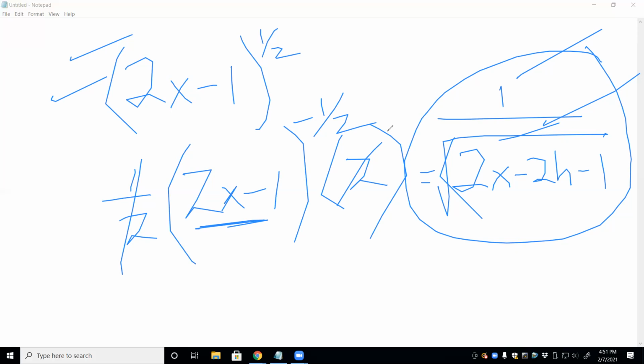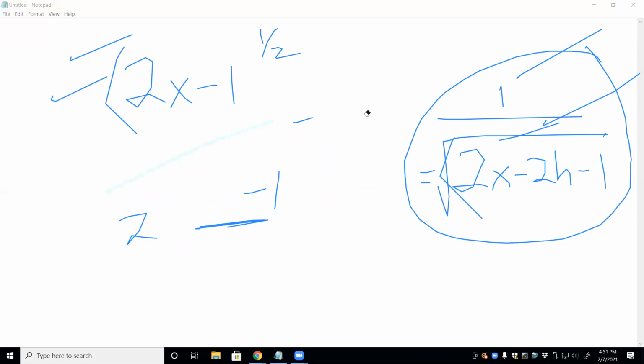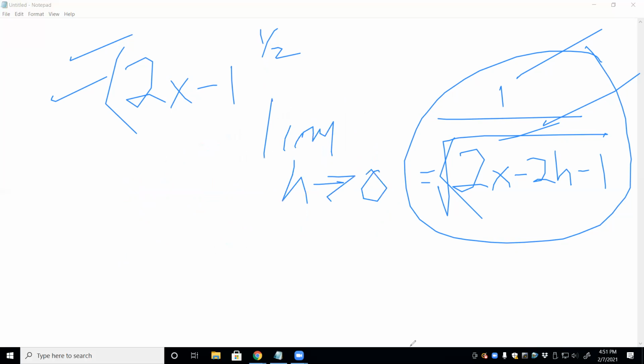In other words, if I take the limit of this function that I've got on the right side, that's what I got when I used the limit quotient rule. So I'm still taking the limit as h goes to 0, only now when I plug in h equals 0, I get 1 over the square root of 2x minus 1. Okay, cool. Which is the answer.